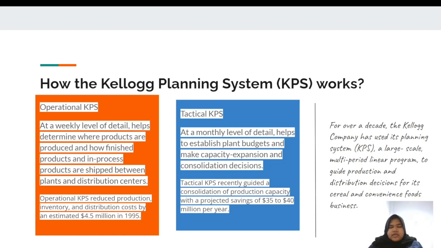And the tactical KPS is at a monthly level of detail, helping to establish plan budgets and make capacity expansion and consolidation decisions. Per year, tactical KPS recently guided a consolidation of production capacity with projected savings of $35 to $45 million per year. And for over a decade, the Kellogg's company has used KPS, a large-scale multi-period linear program, to guide production and distribution decisions for its cereal and convenience foods business.